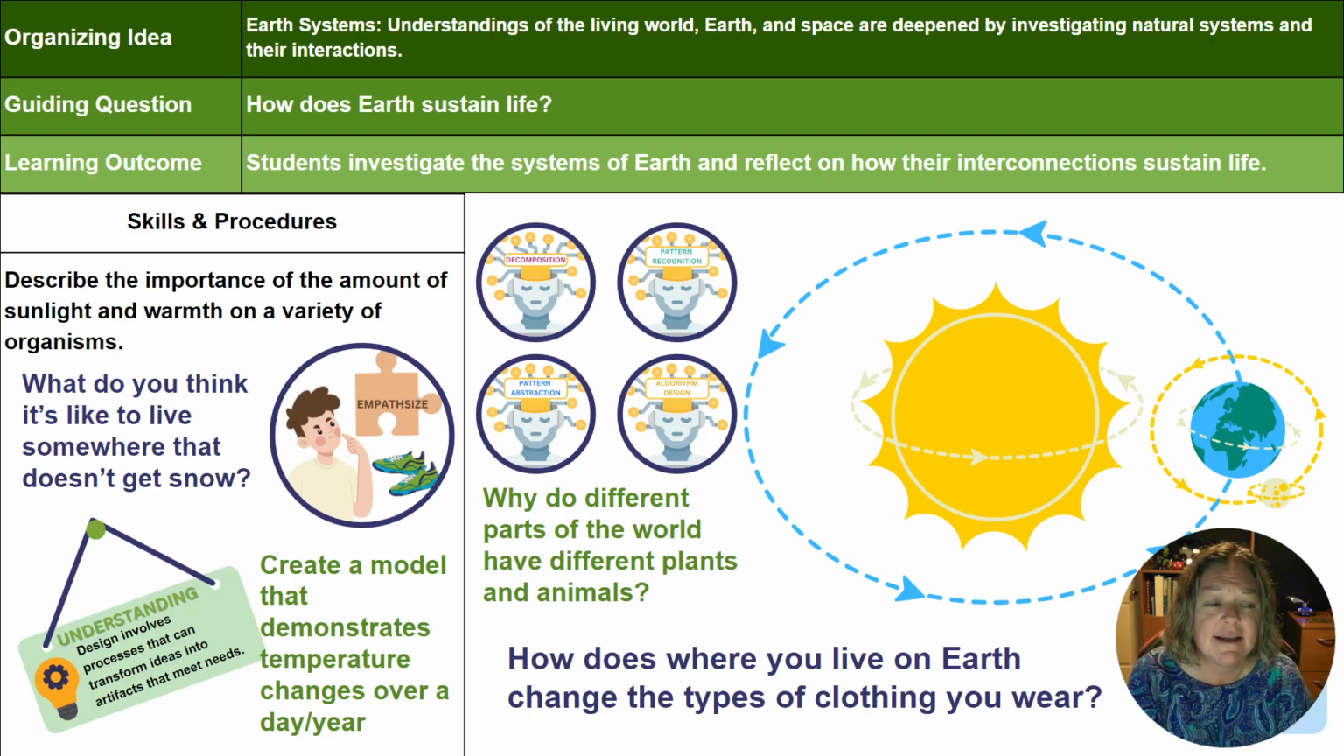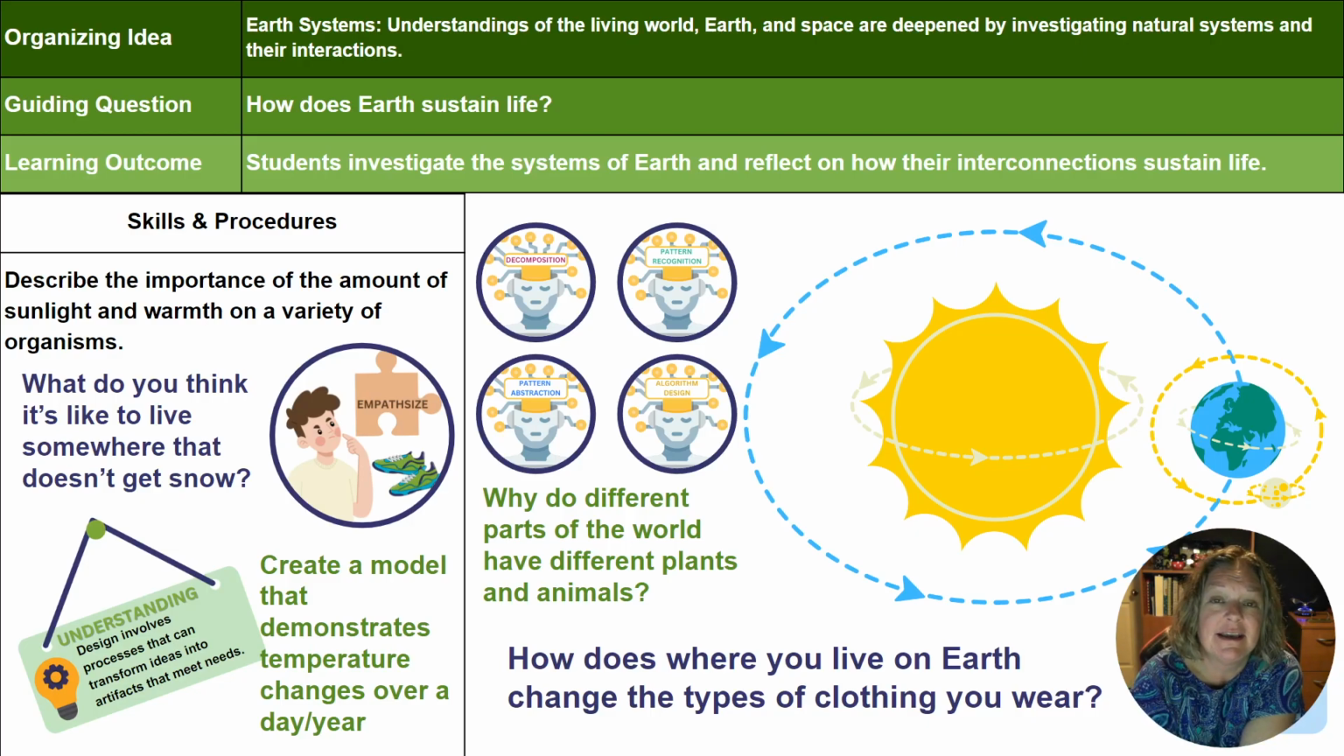So when you have chances to ask, what do you think it's like to live somewhere that doesn't get snow? When we're talking about the amount of sunlight, and maybe we're talking about how different places in the world have different amounts of sunlight than we do, now we can expand that thinking a little bit to, I wonder what that would be like. And we're covering the science, and we're also talking about feelings and putting ourselves in someone else's shoes. Now, when I want to use empathy as a part of the design process, I have those connections to go back to, I remember when we did that in this other project that we were doing.